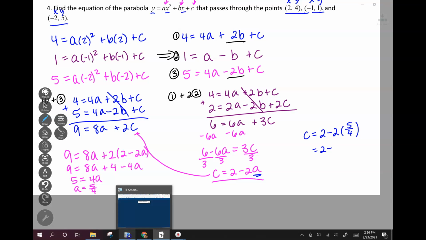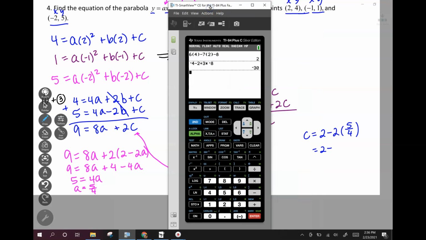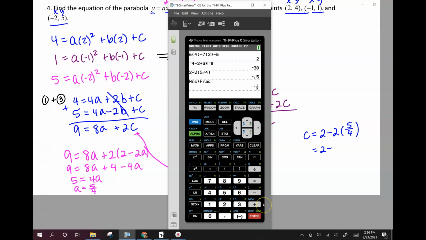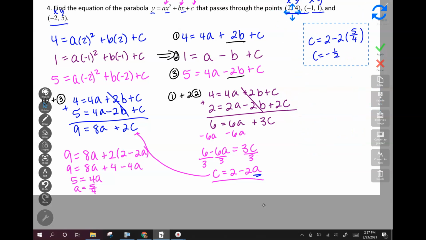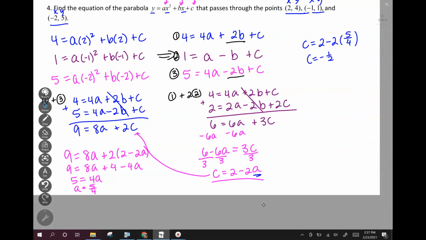Okay, in my calculator, you can do that. 2 minus 2 times 5 divided by 4. So I got negative 1/2 for c. All right, and the last thing that we need to do is figure out what b equals. So I actually am going to just shift this up so I can make room to figure out b.